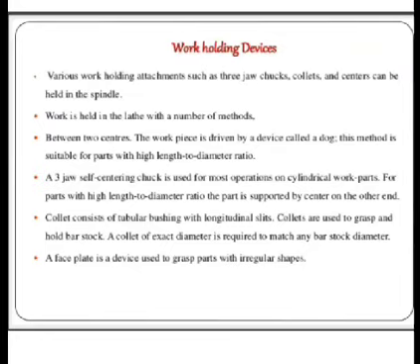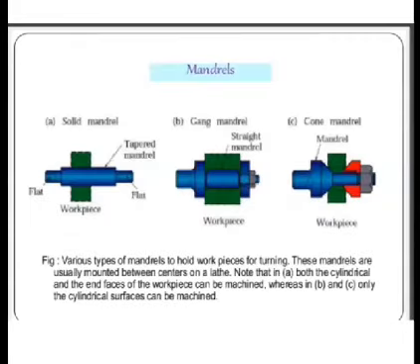A collet consists of a tubular bushing with longitudinal slits. Collets are used to grasp and hold bar stock. A collet of exact diameter is required to match any bar stock diameter. A faceplate is a device used to grasp parts with irregular shapes.